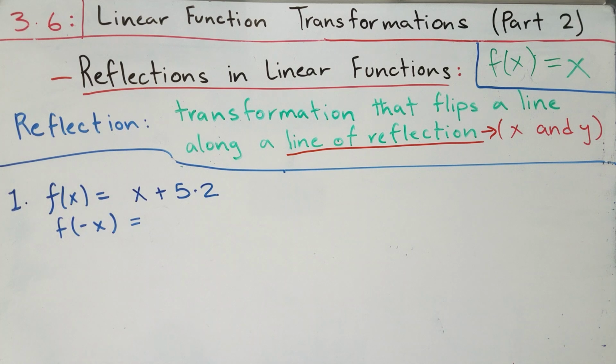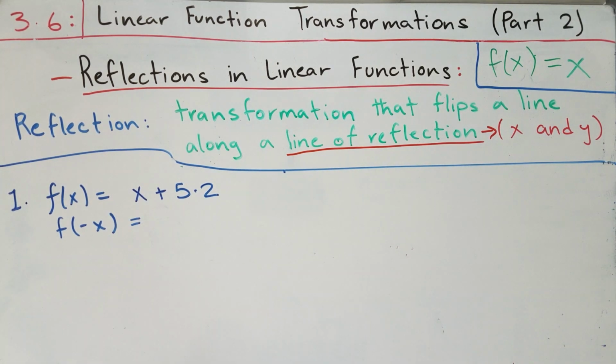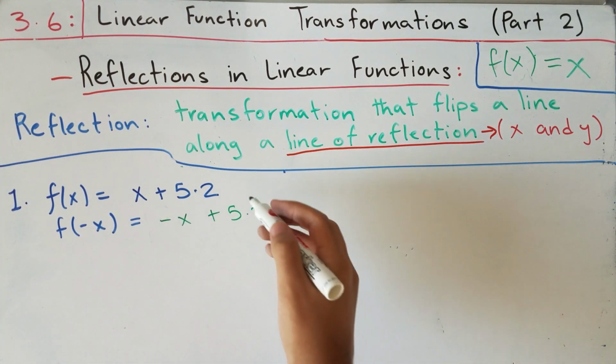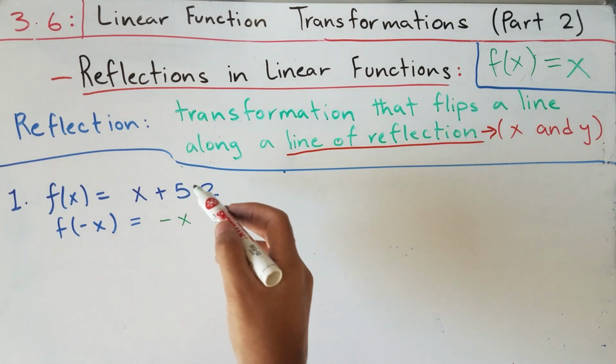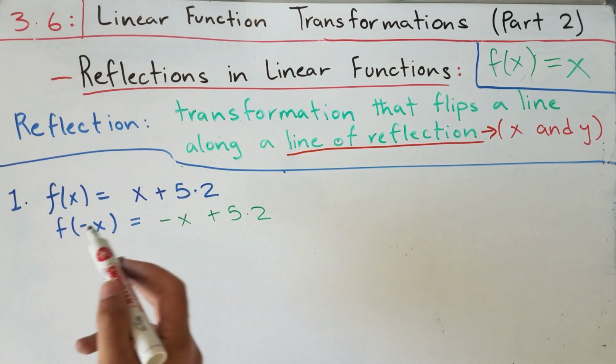So to solve this, f(-x) means that you'd have to substitute x for -x, and that would give us -x + 5.2. So your y-intercept is still 5.2 as you saw in the original function and in the reflected function, but your slope has been changed because of that negative x.